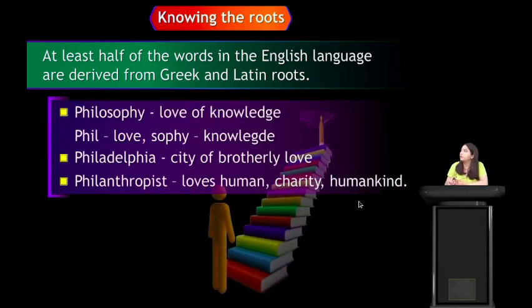Like here is an example. Philosophy, love of knowledge. That means phil means love and sophos means knowledge. Alright. Philadelphia, city of brotherly love. Alright. And the last one is philanthropist, who loves human charity and humankind. So here are some words: philosophy, phil and Sophie, Philadelphia and philanthropist.